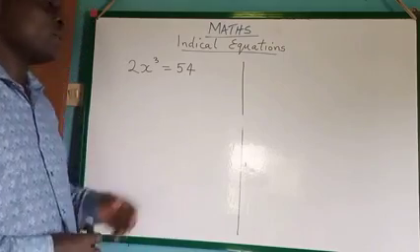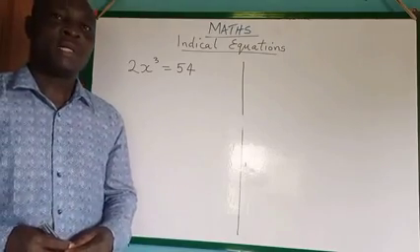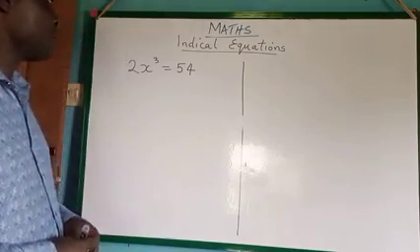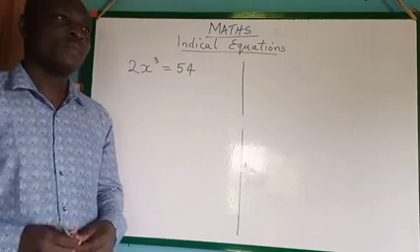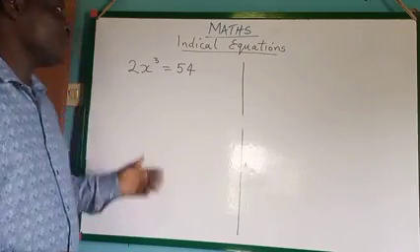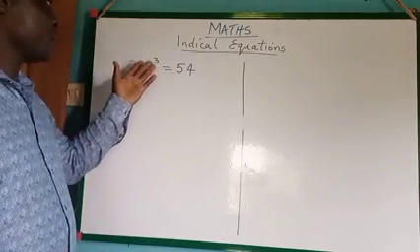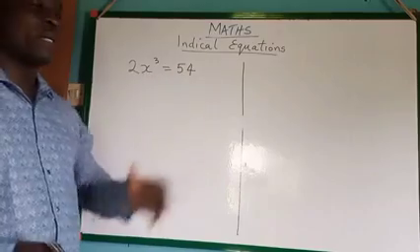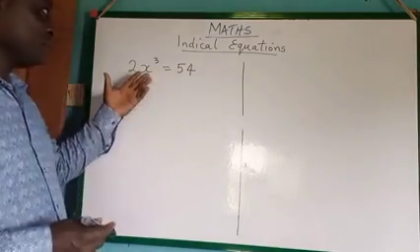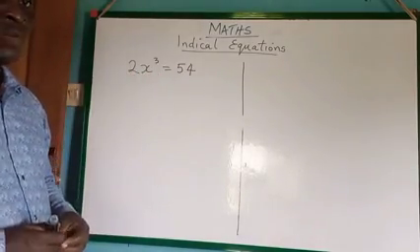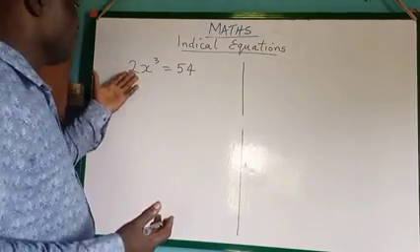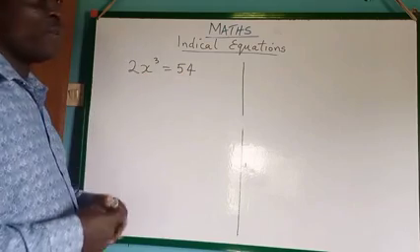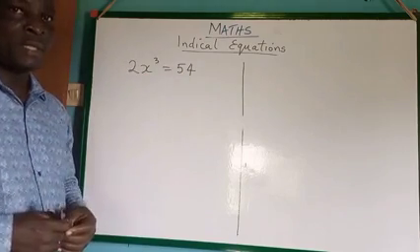We have an equation on the board. It's an indical equation. The equation says 2x raised to power 3 is equal to 54. If you look at the equation, the coefficient of x raised to power 3 is 2, and we have 54 on the right hand side. The first thing you are supposed to do with this equation is to divide both sides by 2, so that you remove this 2 from here and we have a value on the right hand side.